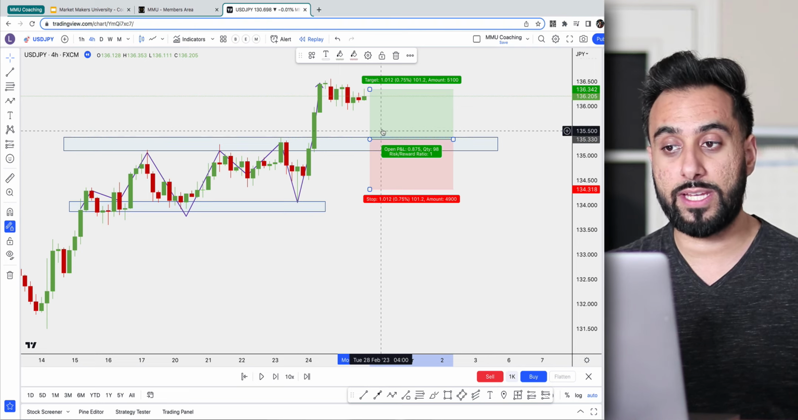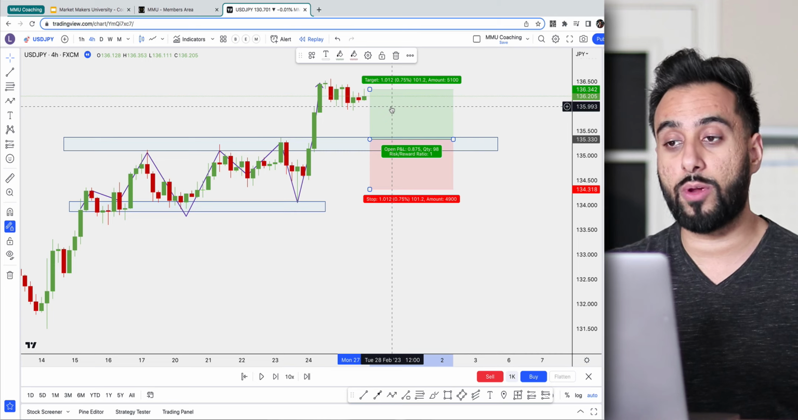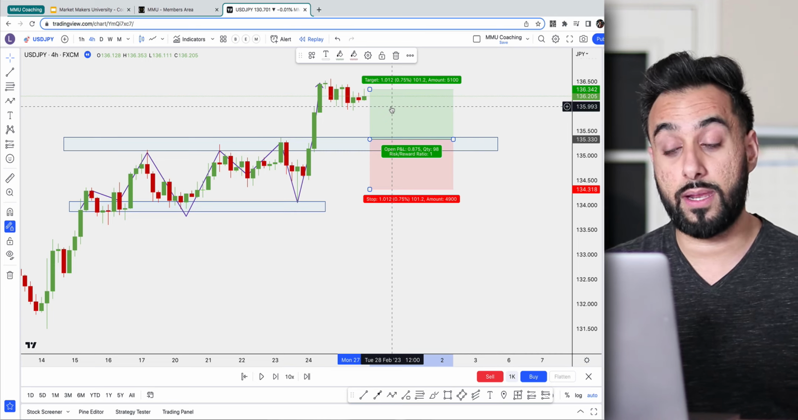the price does reach down here, if it does. And if the price doesn't reach down here and it continues going up, that's fine. We would just delete the pending trade. We would just delete the pending order and move on with our life and look for the next potential setup.